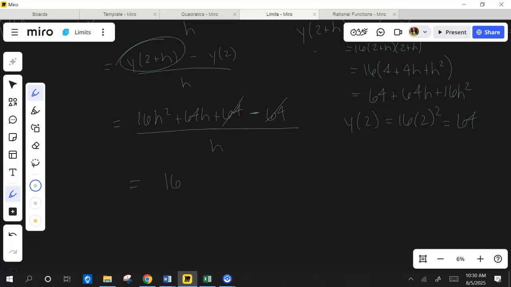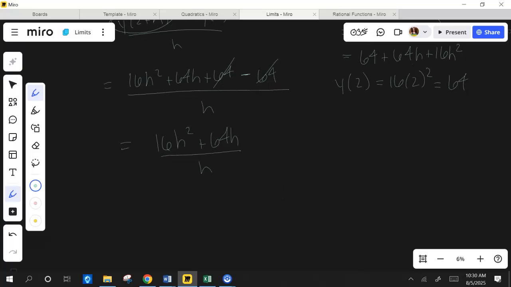And now look what's going on. What has happened? Can I clean it up anymore? Probably. What do you notice it has? There's an h in everything, right? As long as you can take one out of everybody, you're okay, because I'm adding up top. And so it's kind of like doing this, h times 16h plus 64 over h, and the h cancels. So I took one away from everybody. So now I have 16h plus 64.